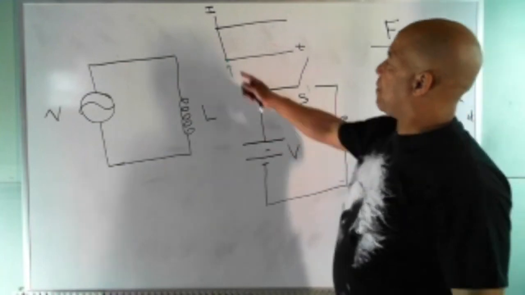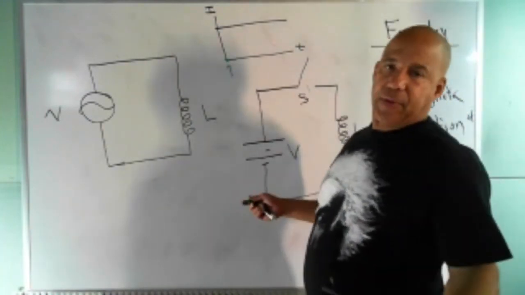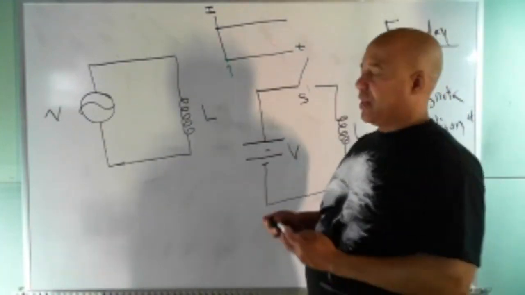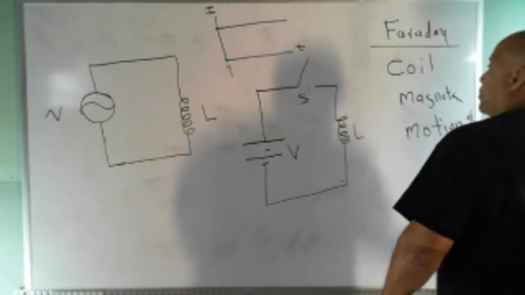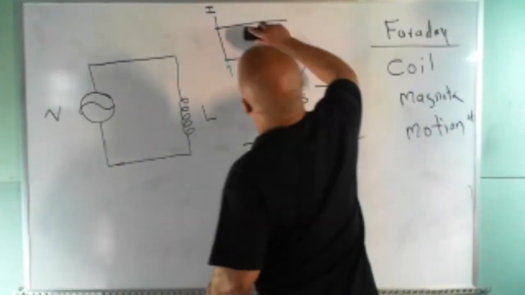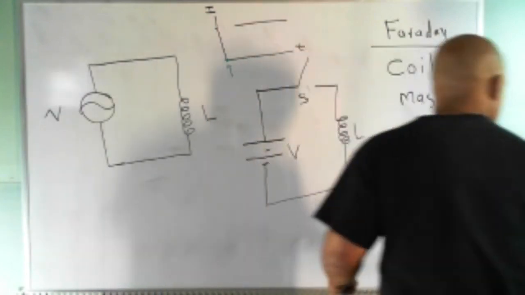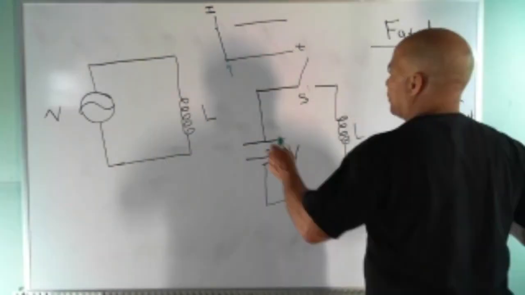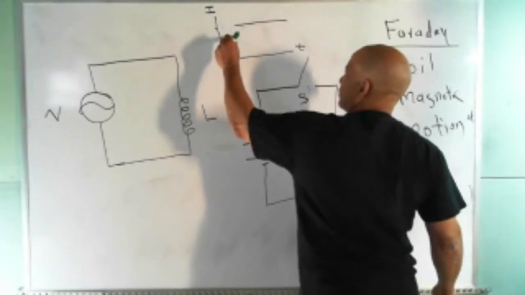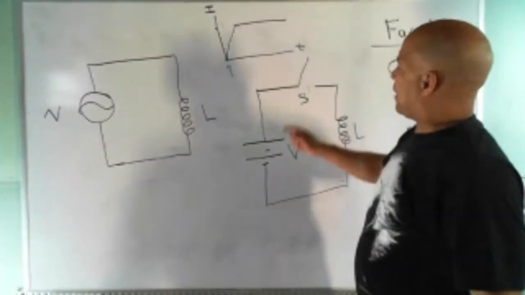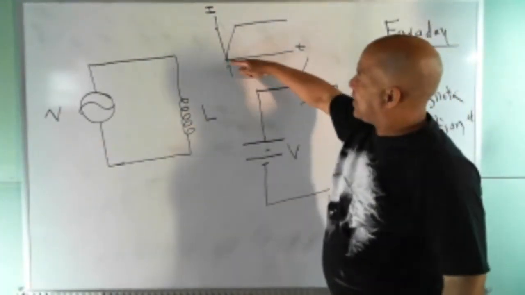It goes up from here to the max value in no time, and you know that's not possible. It actually takes time for the current to ramp up. So a more accurate way to draw this when I turn on the switch would be to draw it like this, to indicate that when I close the switch, it takes time for that current to shoot up there.